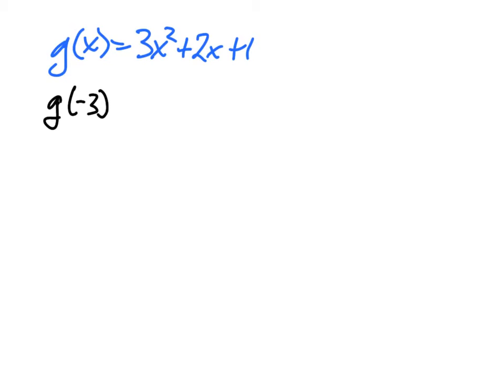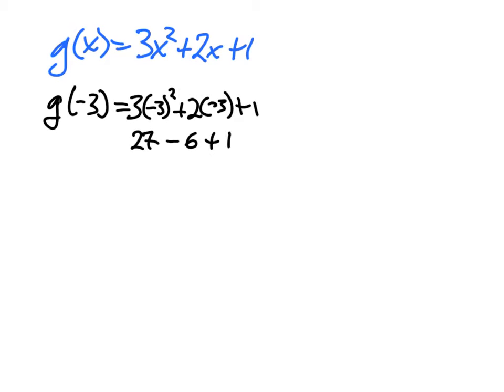-3. So if I'm going to put in x, that means x is equal to -3, and I need to fill that out. So I have 3 times -3 squared plus 2 times -3 plus 1. So when I run this out, I go, okay, -3 squared is 9 times 3 is 27. 2 times -3 is -6, and then plus 1. So I said 27 minus 6, and that's 21, plus 1 is 22. So g of negative 3 is 22.